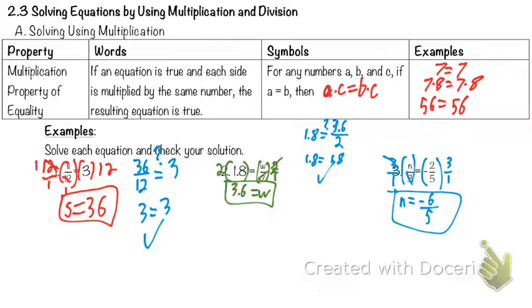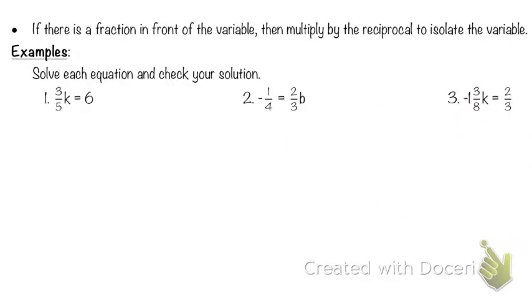Okay. Continuing on. So right below this, it says, if there is a fraction in front of the variable, then multiply it by the reciprocal to isolate the variable. What's a reciprocal? The flipped version. Okay, you guys might know it as the reciprocal. So on number 1, 3/5 k is equal to 6. Is there a fraction in front of the variable? Yeah, so what's it say to do? Multiply by the reciprocal. So we're going to multiply both sides by what? 5 over 3. And once again, we have to do both sides by 5 over 3.